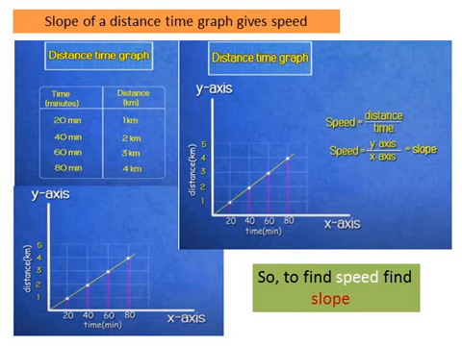So in short, if we want to find the speed of an object from a graph, then we need to find the slope. If we find the slope of a distance time graph, then it represents the speed of the body. Now how to calculate the slope of this line? We will see it in the next slide.